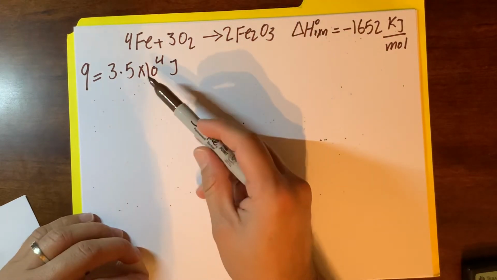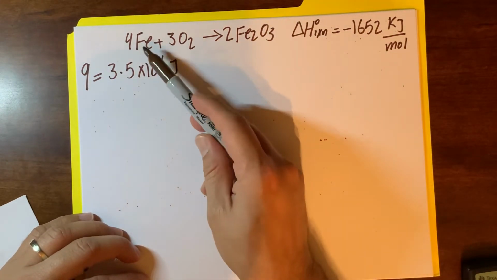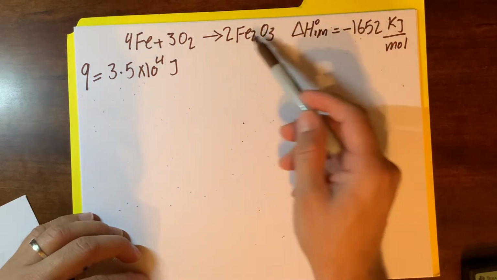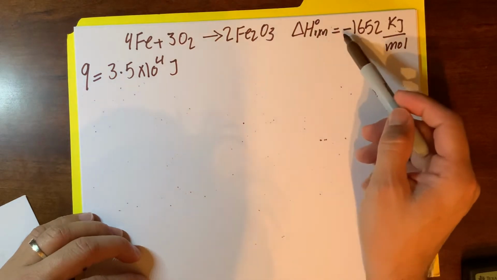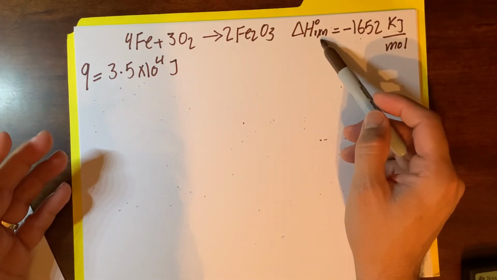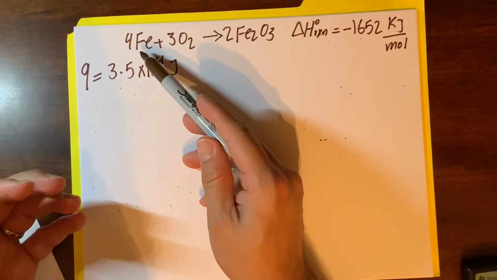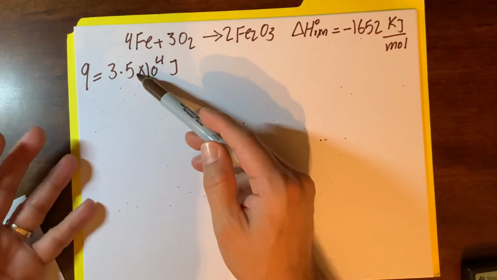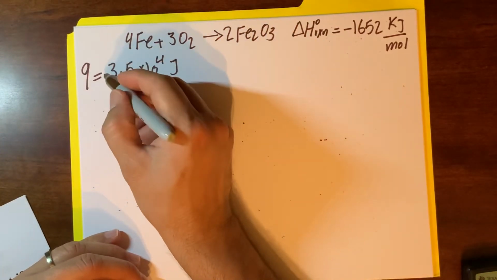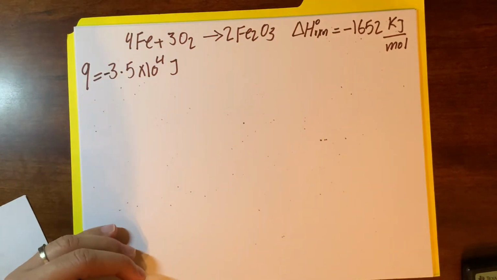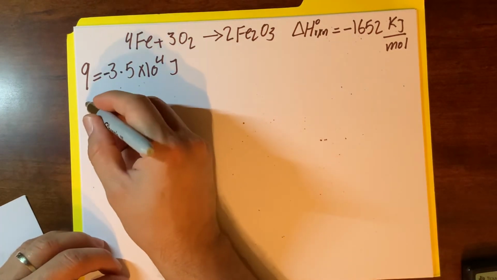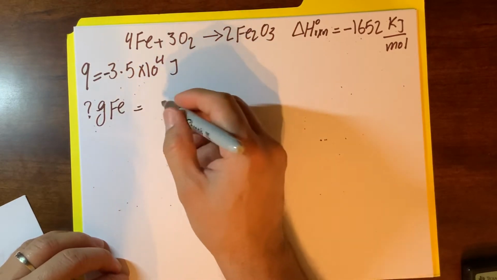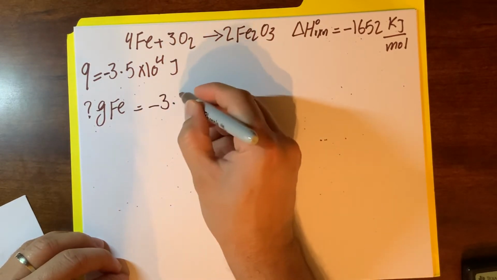How did we get this heat? We had to add oxygen to iron to generate this compound. And based on this balanced reaction, this is exothermic. So whether I start with 1 gram or 4 mole iron, I'm going to get heat. And because I'm going to get heat, sign of this heat must be negative. And I go with this. How many gram of iron do I need to use to generate this amount of heat?